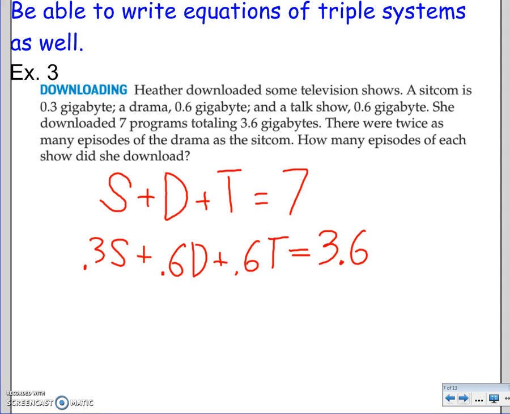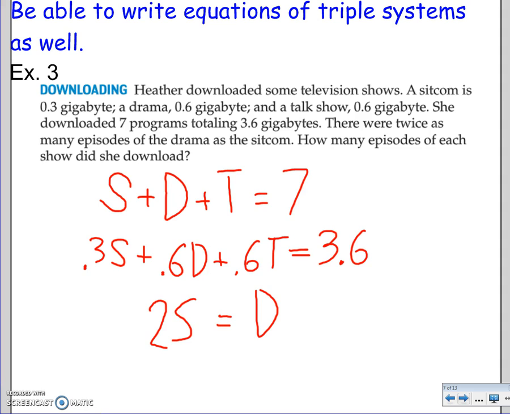Now lastly, they say there are twice as many episodes of the drama as the sitcom. So I'm comparing sitcoms and dramas. Now, which one's more? There's twice as many dramas. So that 2 does not go with drama. You're making a bigger number bigger. That's wrong. The 2 helps the number that's smaller. So I'm putting the 2 with the S. Double the number of sitcoms gives you the number of dramas.